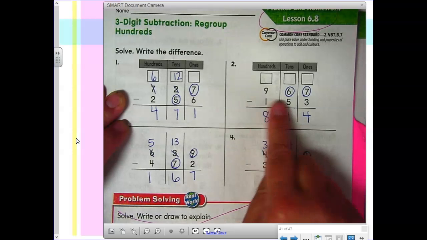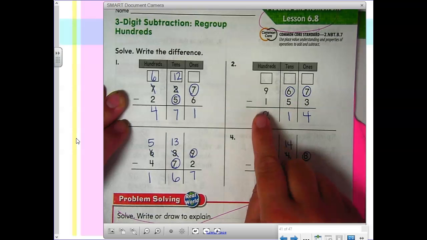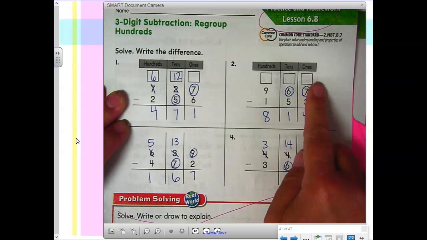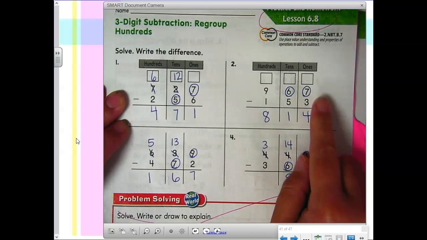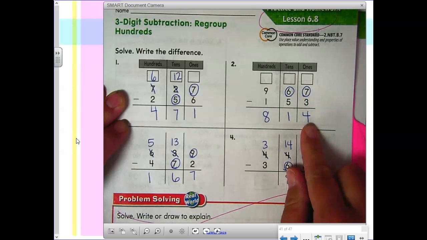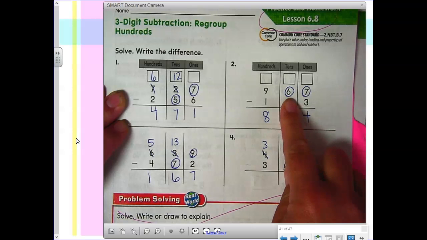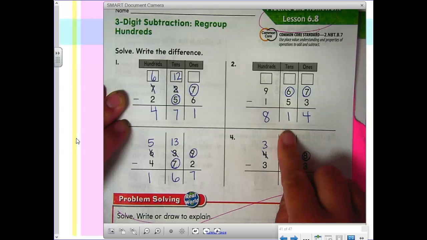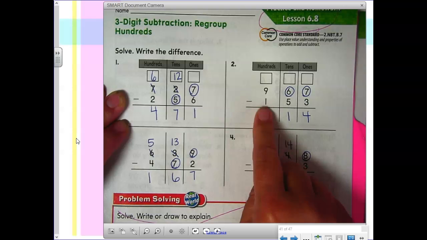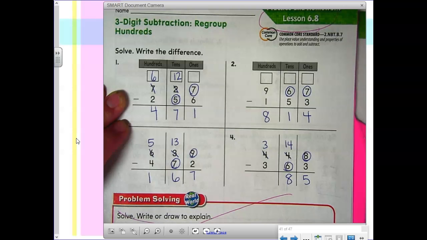Number 2, 967 minus 153. I started on the right. My big number is at the top, so I don't have to stop. 7 minus 3 is 4. In the tens, 6 minus 5, I don't have to stop. Is 1. And then in my hundreds place, 9 minus 1 is 8.